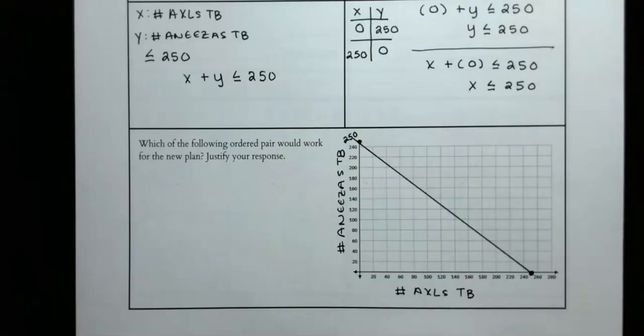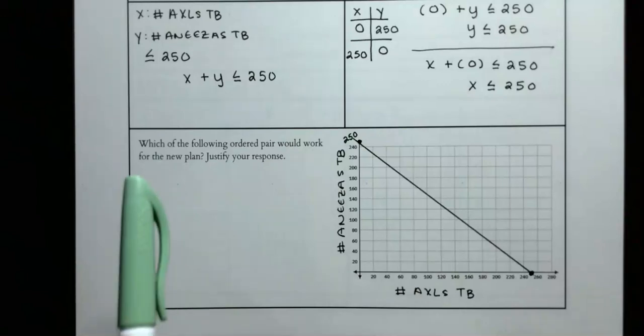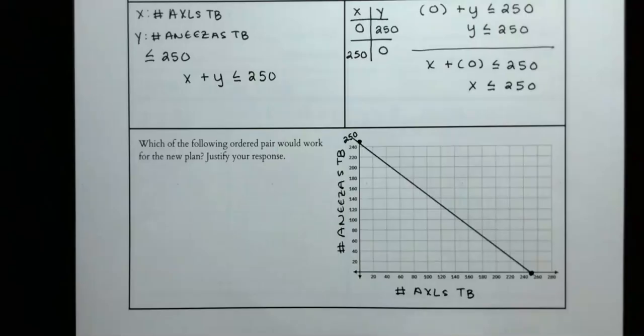And so the part that's different about an inequality versus an equation is that we have multiple points that can be considered part of the solution, as long as the two numbers, the x and the y, add up to be a number less than 250. There are so many different solutions that it's just easier to represent them on a graph than to sit there and completely list them out.